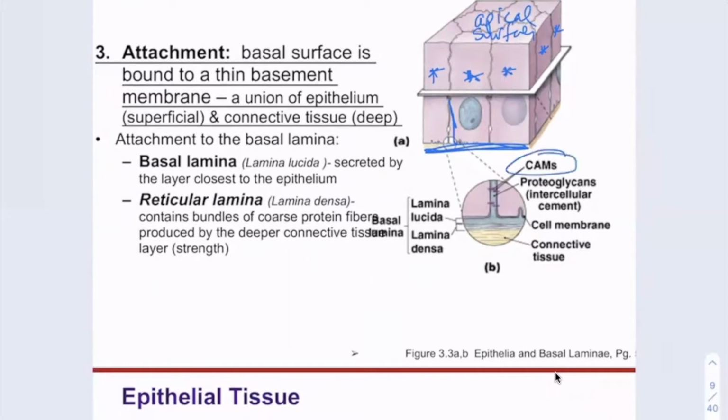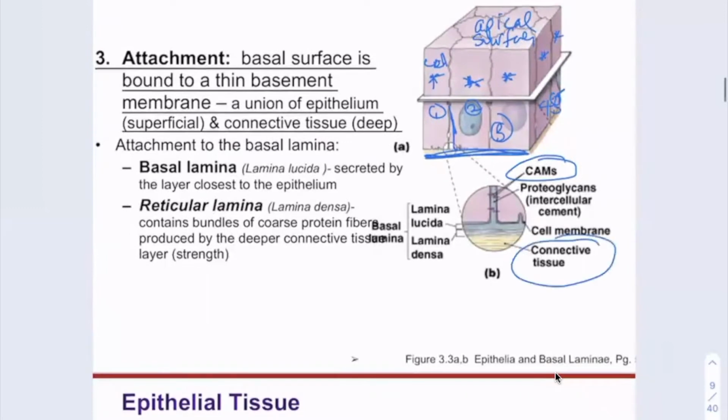So you have these cell adhesion molecules, or CAMs, that are attaching cell 1 to cell 2 to cell 3 to cell 4 to cell 5. So all of these cells are attached to one another, and then they're attached to, again, underlying connective tissue underneath. And so there's kind of the epithelial part of the connection, and then there's the connective tissue part of the connection, and those two make up what is called the basal lamina.